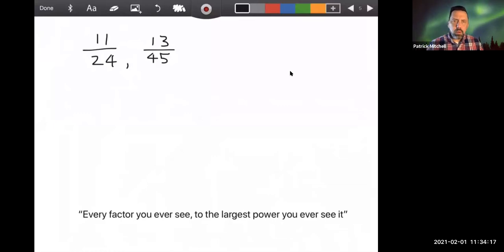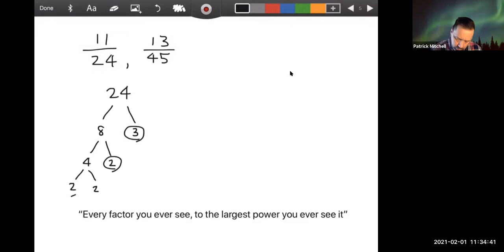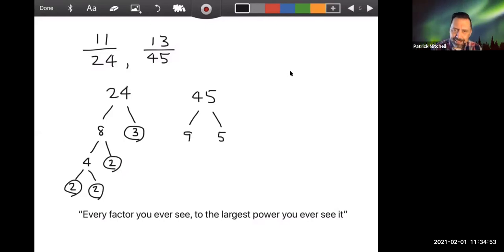Okay, so step one, we're going to prime factor our denominators, starting with 24. That is 8 times 3. 3 is prime, so I'll circle that. 8 I can write as 4 times 2. And then 4 I can write as 2 times 2. All right, and then 45. I'll write that as 9 times 5. 5 is prime. Sorry, my screen on my tablet lags a little bit when I'm doing it this new way. All right, and then 9 is 3 times 3.